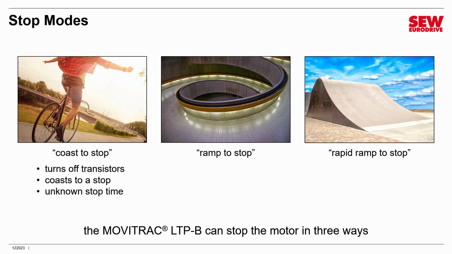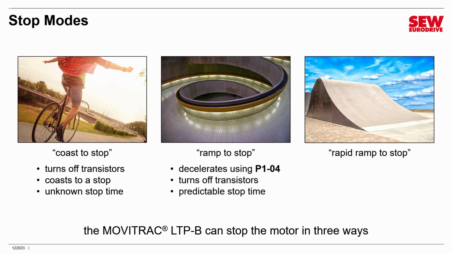Now, on the other hand, ramp to stop is a little different. What it does is it decelerates the VFD deliberately using the ramp stored in parameter 1-04. Once it has completed the deceleration process, then it switches off the power transistors. So ramp to stop gives you a predictable stop time because it's using the deceleration ramp programmed in parameter 1-04.